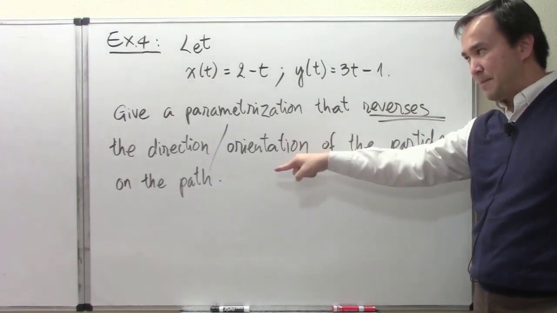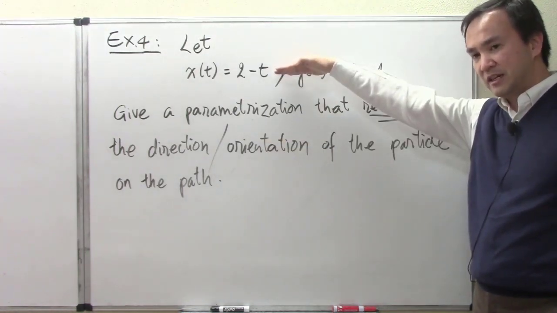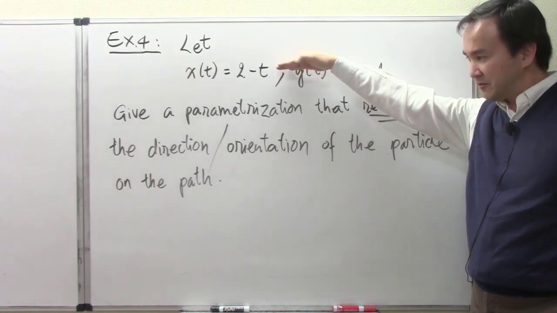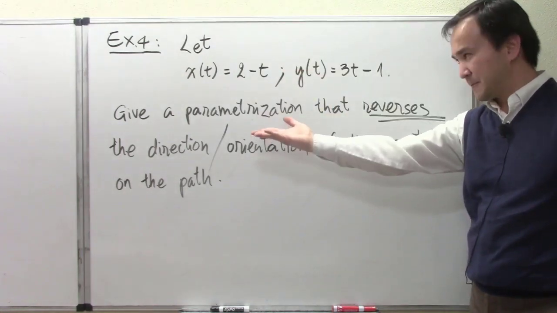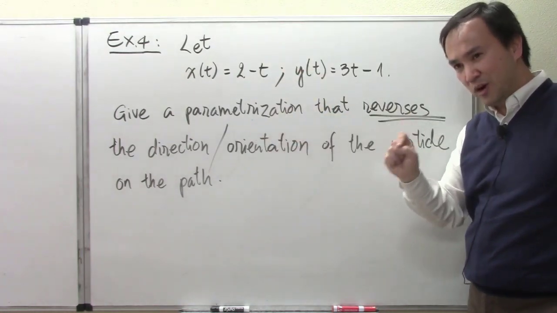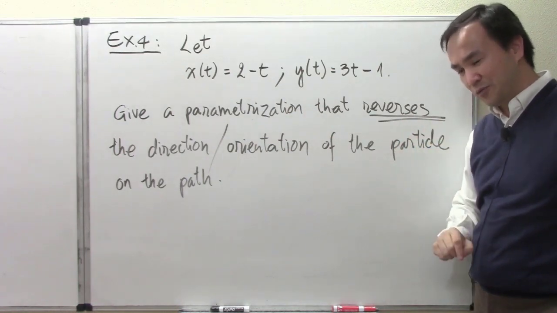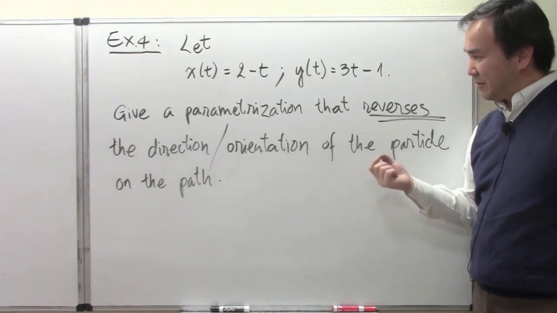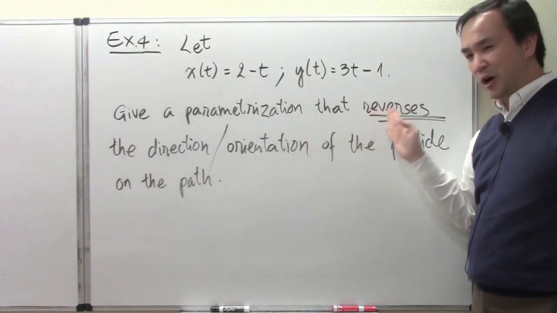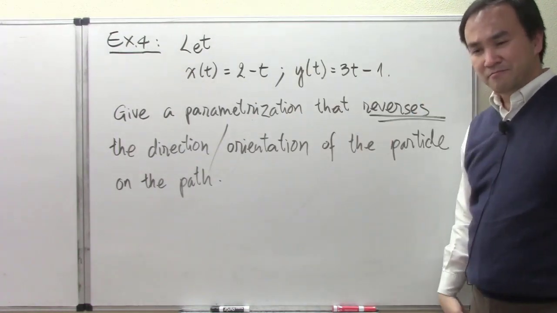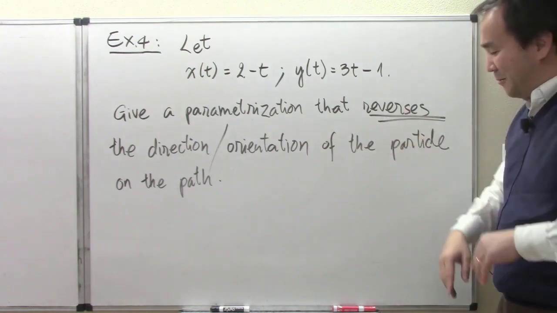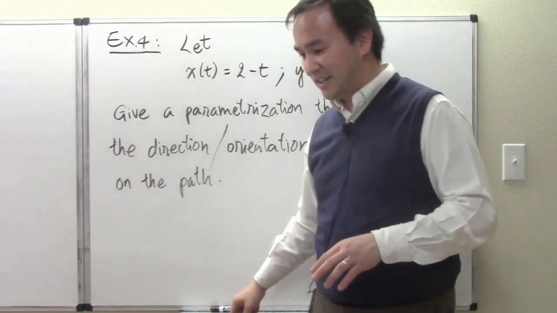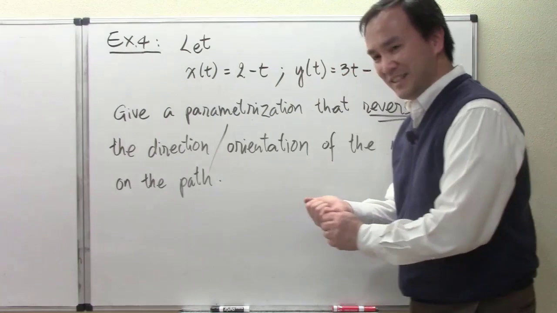Okay, so on the same path, the path that was generated by this current parameterization, we want to come up with a different parameterization, and it's actually work that within our learning we are capable of. We can come up with a parameterization that goes in the exact opposite direction. Seems like a lot of work, but let me show you. It's a lot easier than any one of us thinks.